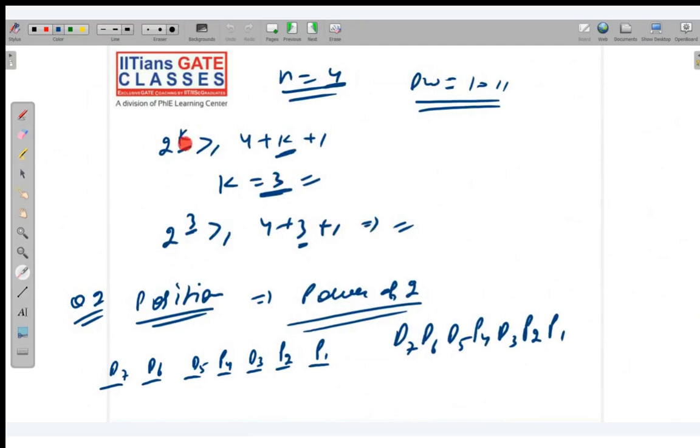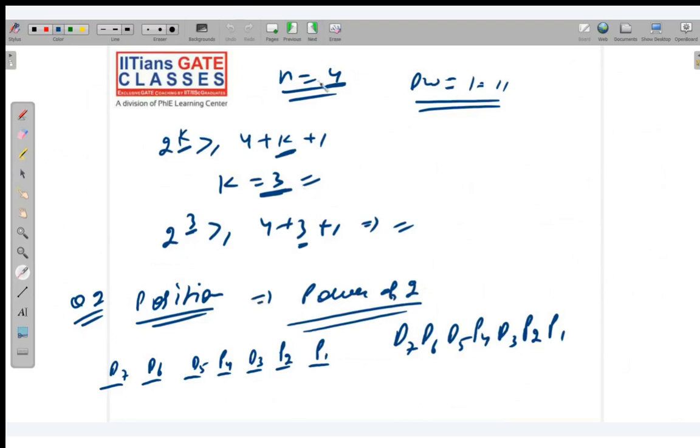If k is equal to 2, I am not able to solve. If k is equal to 1, no, this equation is not matching. For 2 power 3 it is matching, so 3 redundant bits should be added. Now the question arises: this is a 4-bit data word and we have to add 3 redundant bits, so where should we add them, at the start, at the end, or in the middle? For that, I have said the power of 2 positions are the positions of parity bits.